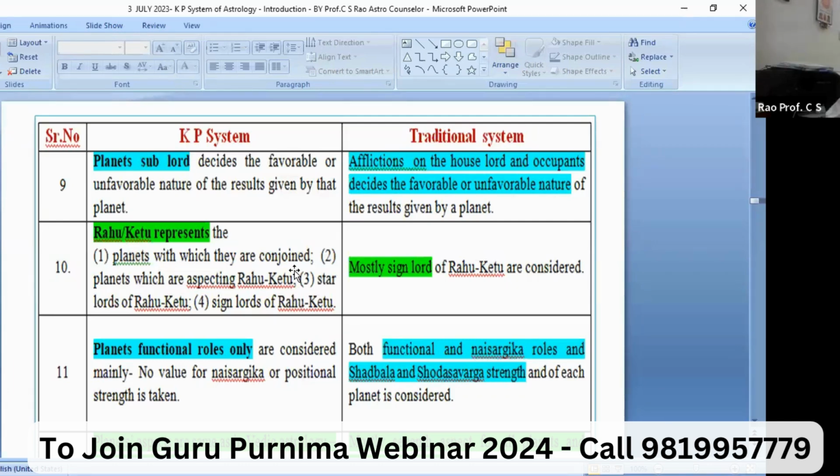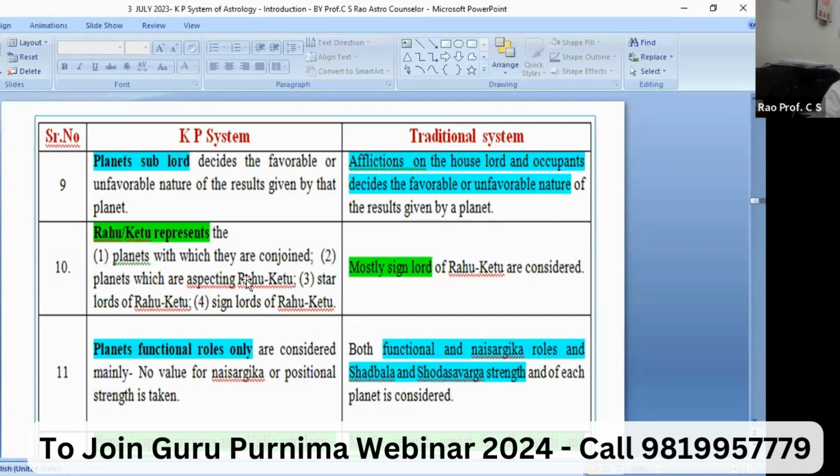In the traditional system, mostly the sign lord of Rahu and Ketu is considered. Of course, there are different theories on Rahu Ketu in the traditional system also, which we will not discuss here. Mostly the sign lord of Rahu Ketu is taken as its representative.